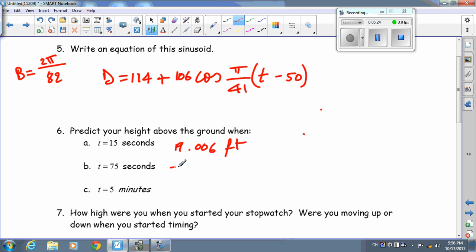So I will say 78.170 feet. You do the same thing for 5 minutes, knowing that 5 minutes is the same thing as 300 seconds, and you should get 215.060 feet.